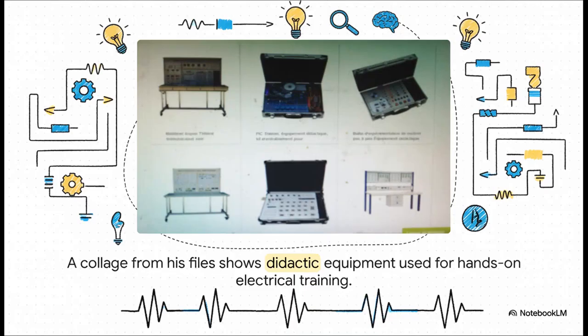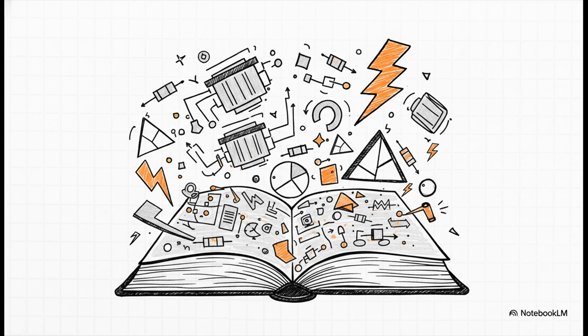And it's clear he wasn't just hitting the books. This collage from his files proves he was getting his hands dirty with the actual hardware, the kind of training equipment you use to test these really complex theories out in the real world. So what we're looking at here is basically a virtual encyclopedia. It covers the entire A to Z of electrotechnology. It really shows a deep, deep commitment to understanding every single part of his field.